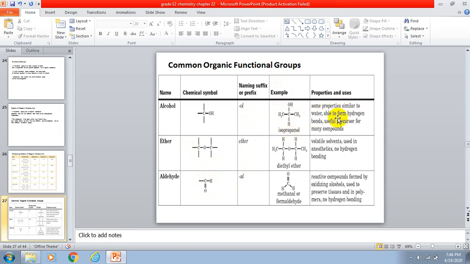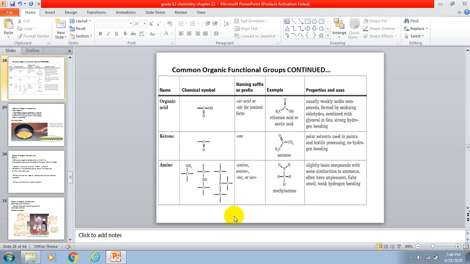These are the properties. Some properties are similar to water, able to form hydrogen bonds, and they are useful precursors for many compounds like this. Understand? So these are what we studied.